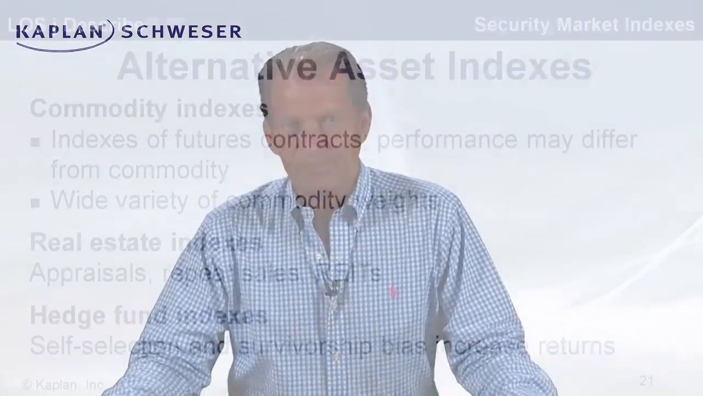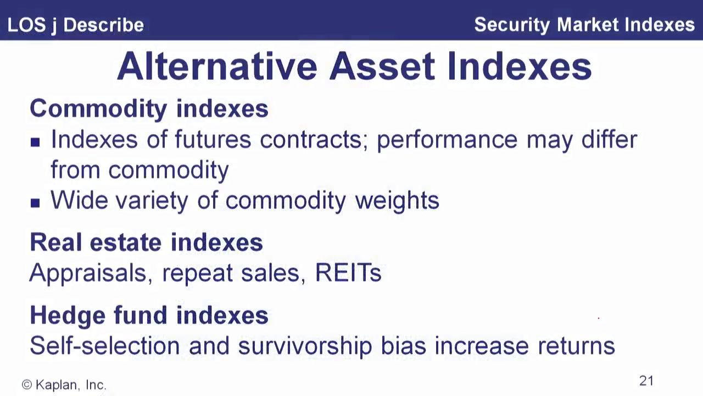We can also have indices of alternative assets, indexes of futures contracts. So we might look at precious metals futures contracts. If we didn't want to just look at gold, we wanted to look at platinum, and gold, and silver, we put that into an index and we could track it that way.